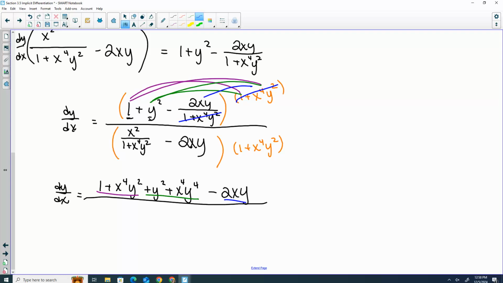Now we're going to do the same thing on the bottom. So, if I take this times that, they're the same. Denominators cancel and I just get the x squared. Take my negative 2xy. So negative 2xy times 1 is negative 2xy. Negative 2xy times x to the 4th y squared is negative 2 x to the 5th y cubed, because I'm adding my exponents. And at this point, we're done.